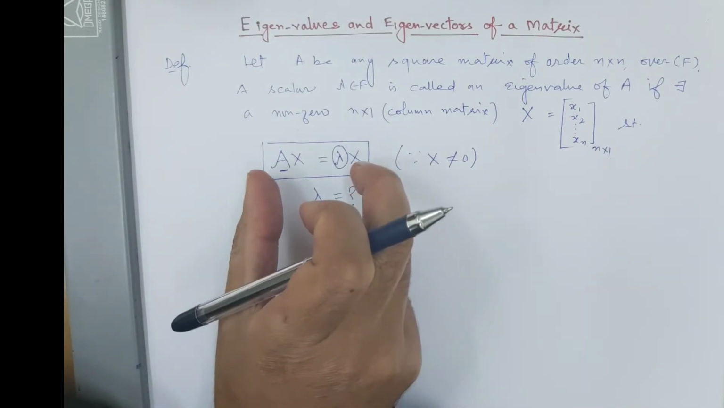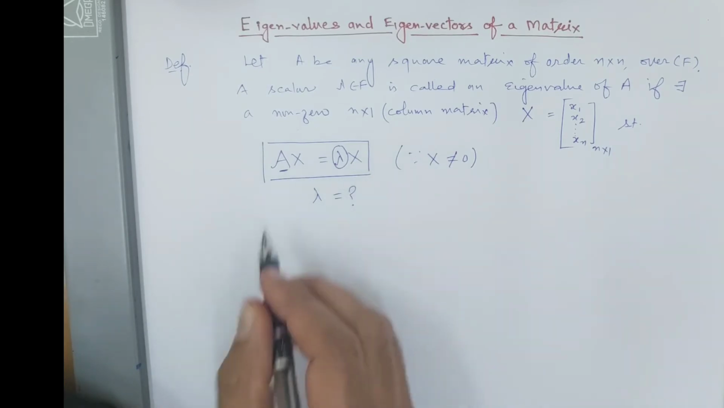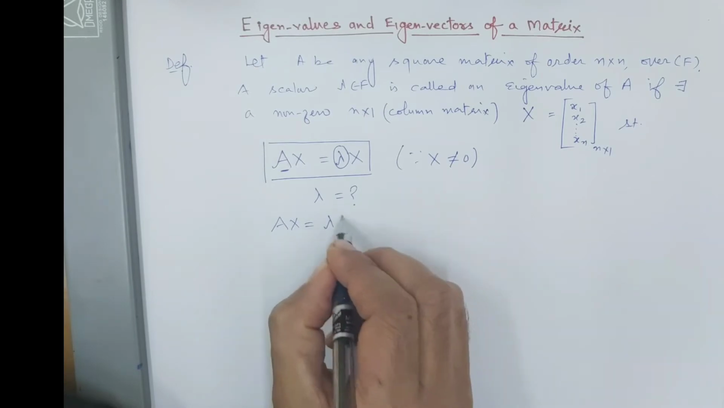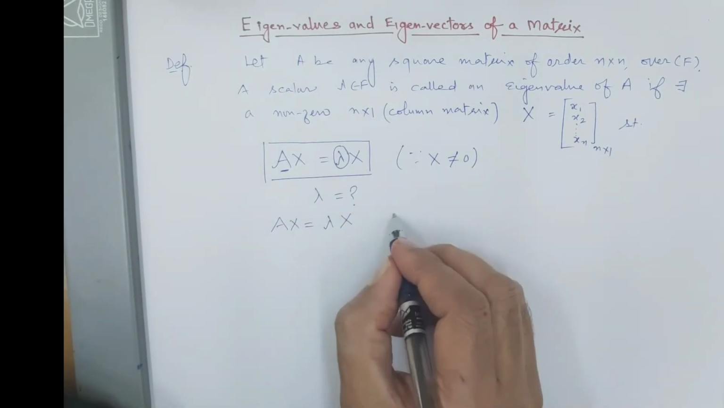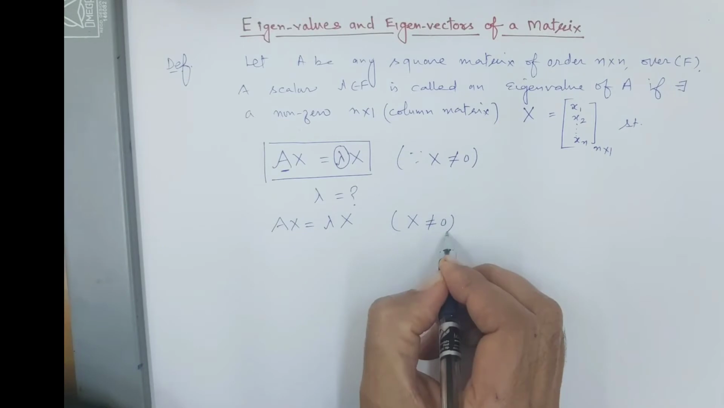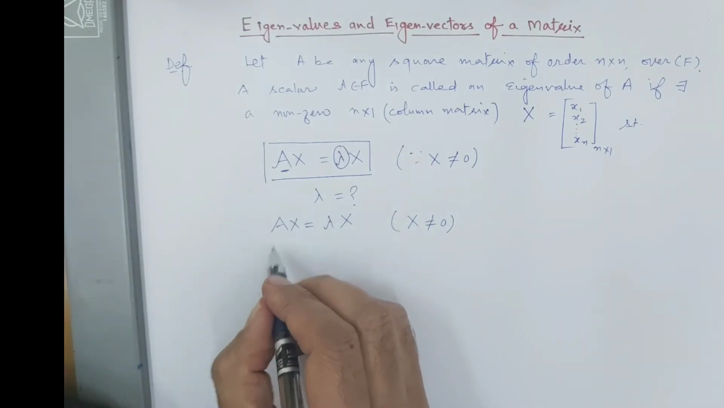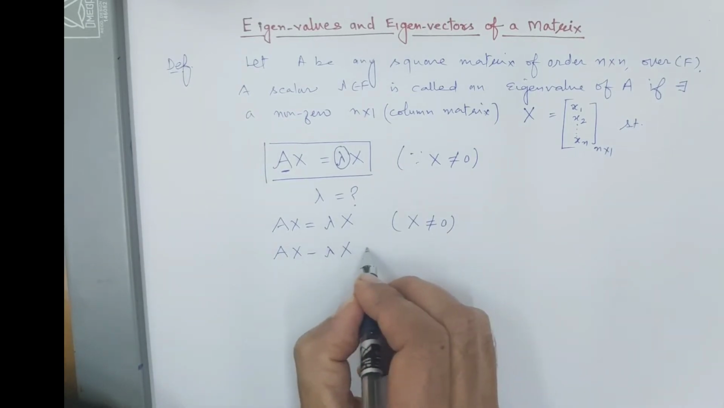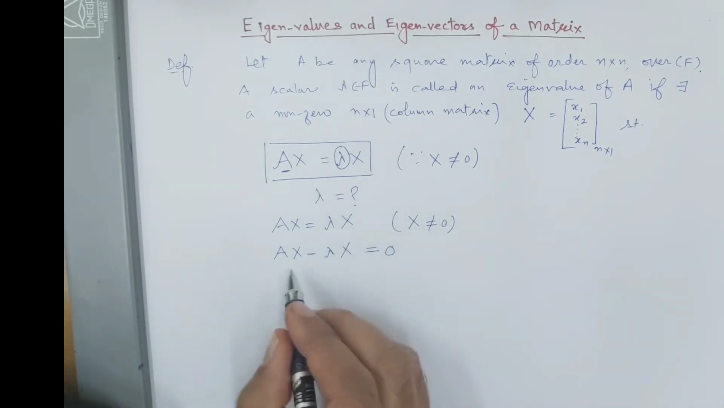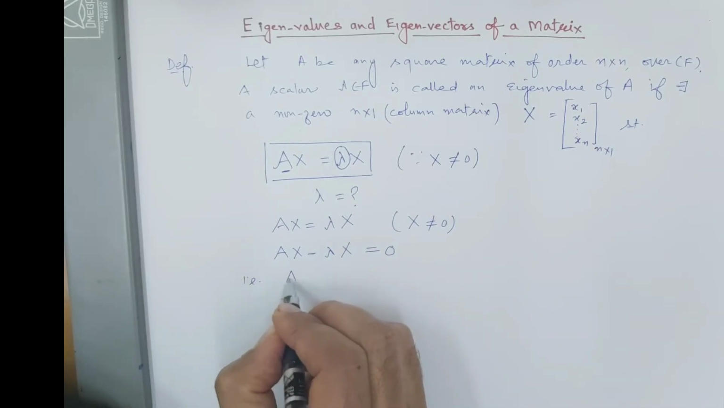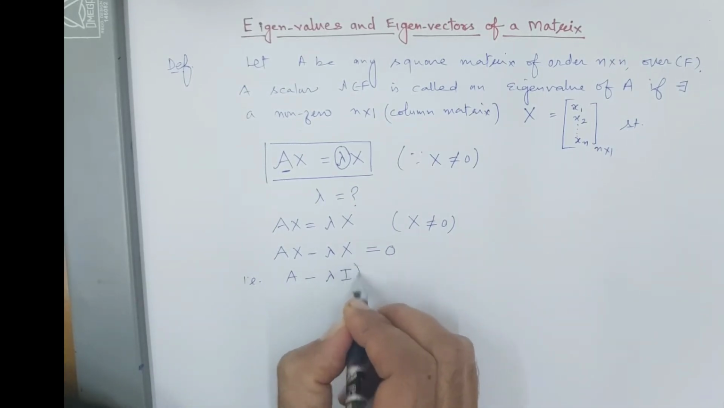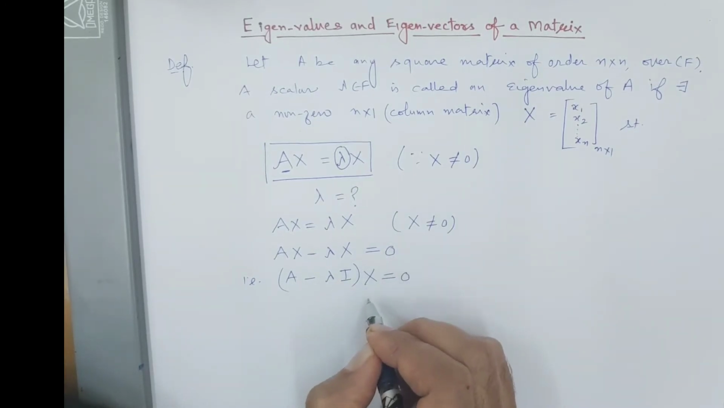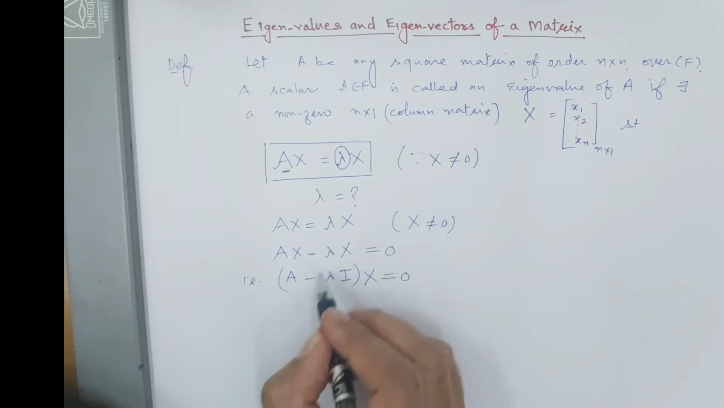Simply from this, here we can solve Ax equal to lambda times x. Here x is not equal to 0. Therefore, we can write Ax minus lambda times x equal to 0. That is A minus lambda times I, x को कॉमन ले लिया, इक्वल टू 0 मैट्रिक्स. राइट हैंड साइड इज द 0 मैट्रिक्स.